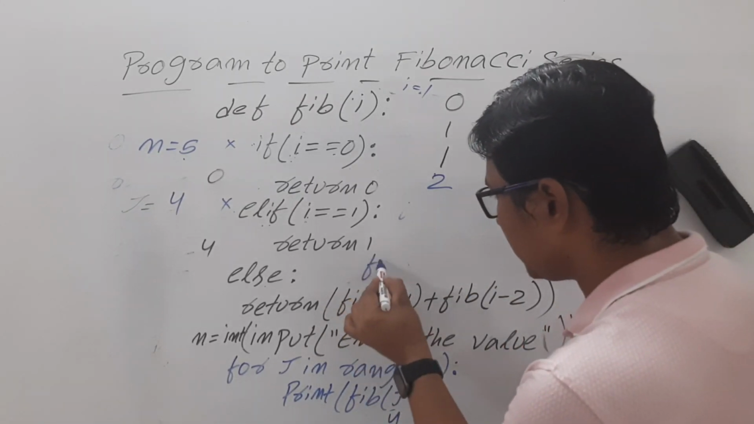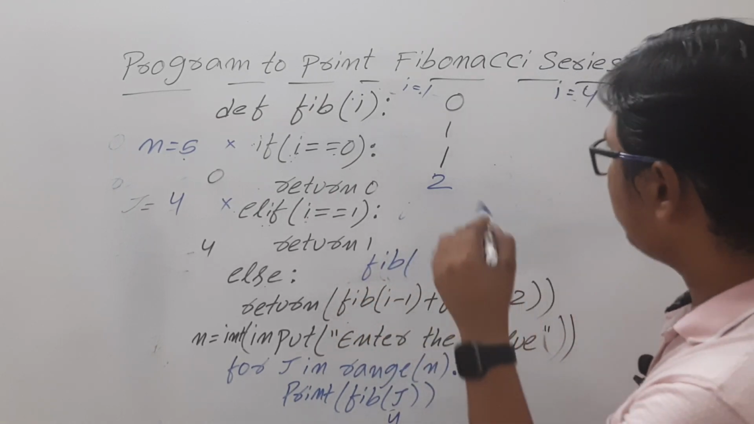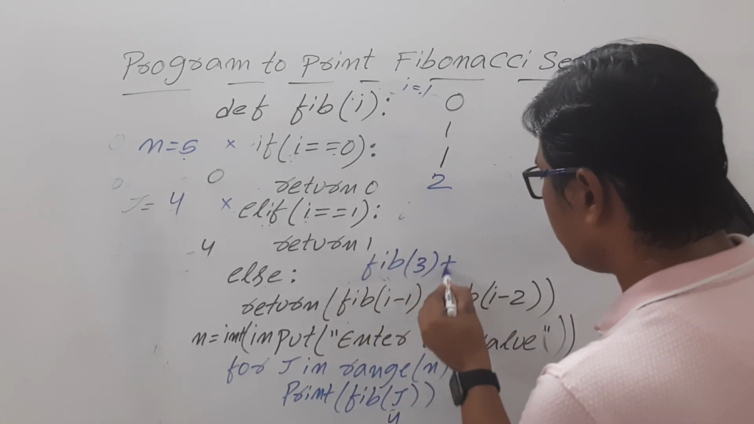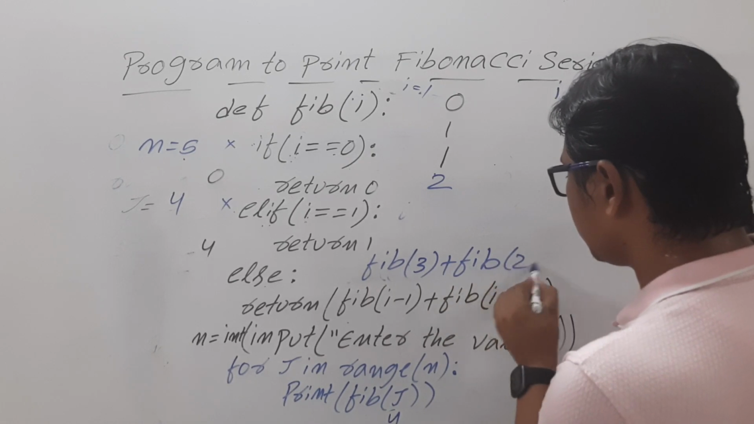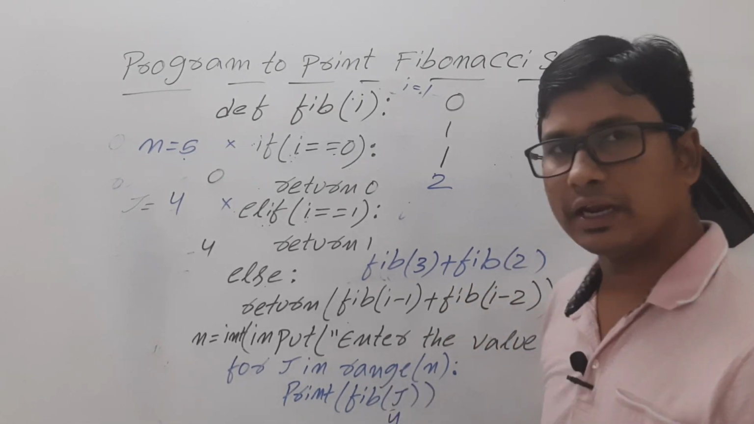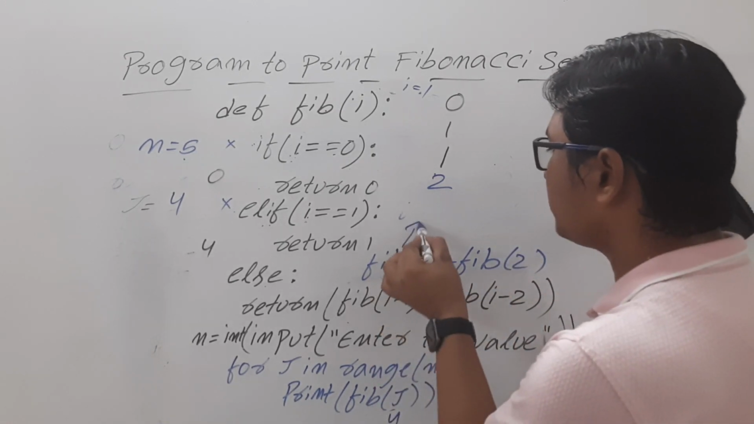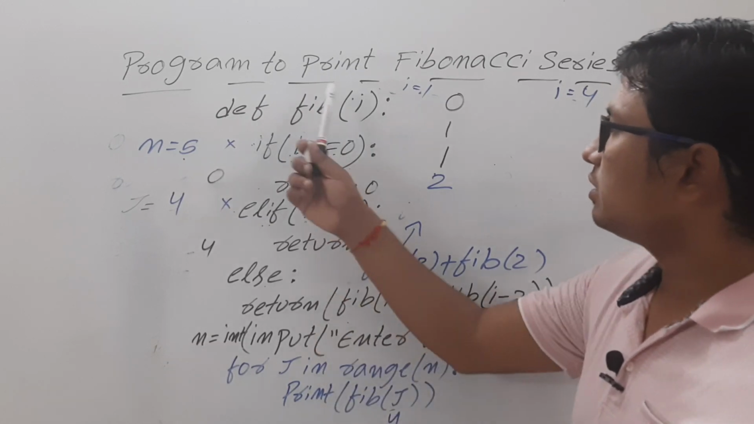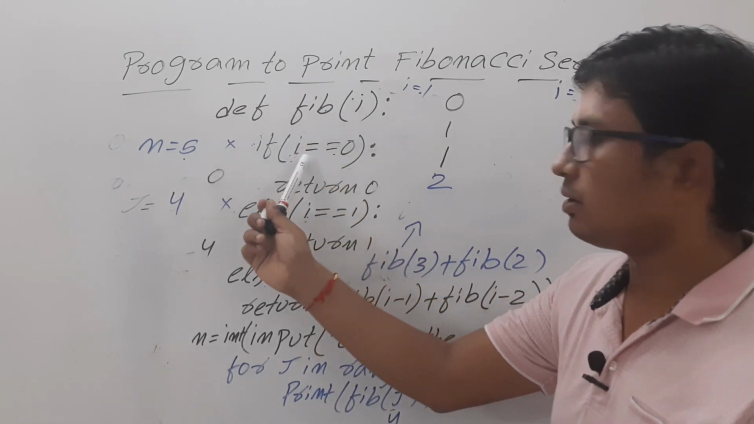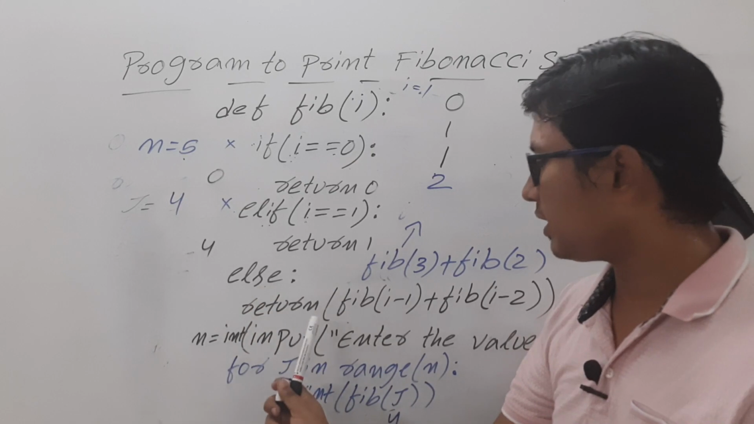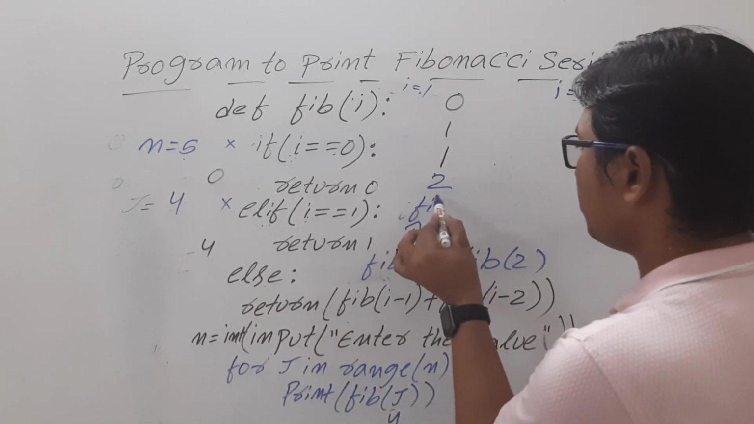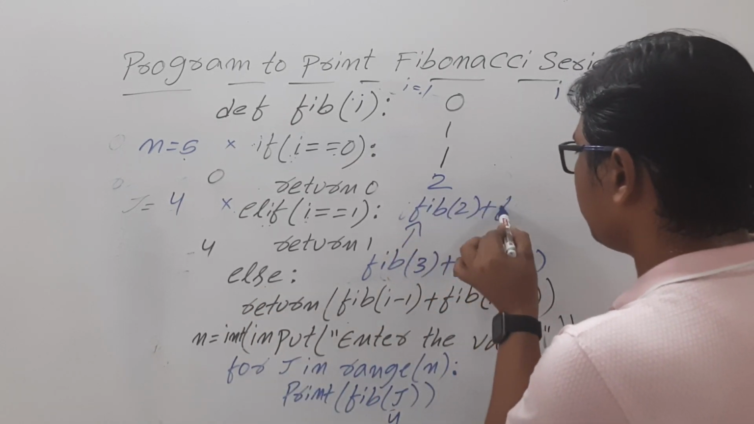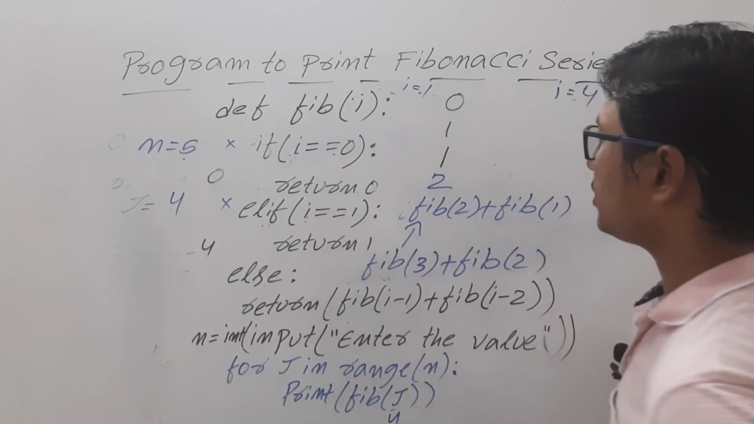You can simply write like this: fib of 4 minus 1 is 3, plus 4 minus 2 is 2. Like this also you can write to avoid the confusion. Now fib of 3 is what? It will not come to these blocks. Again it will come here. So which is fib of 2 plus fib of 1. Are you able to understand?